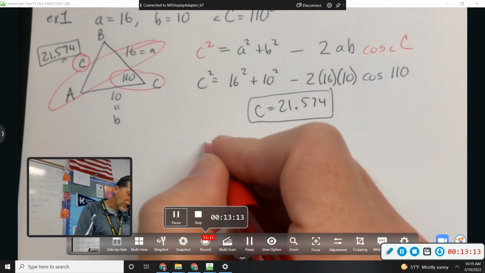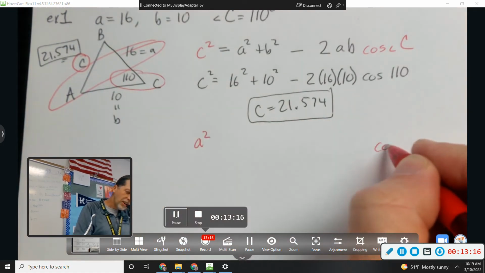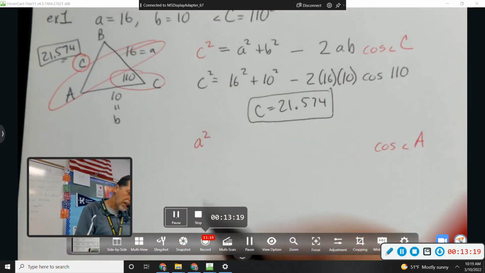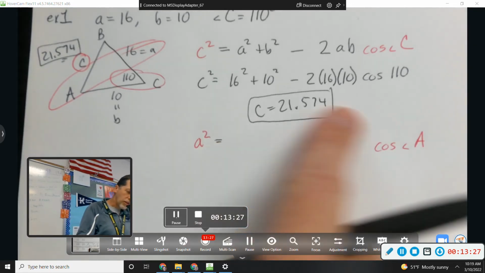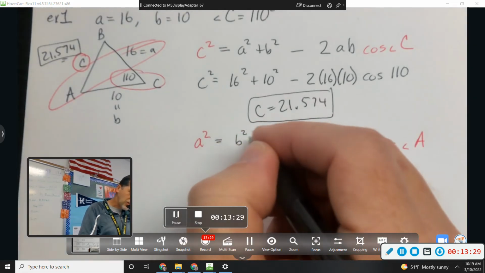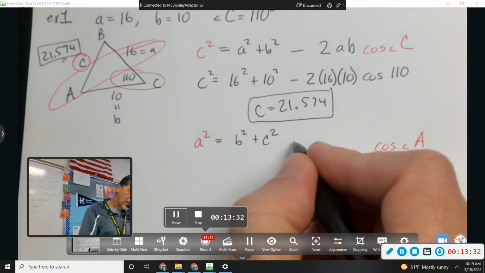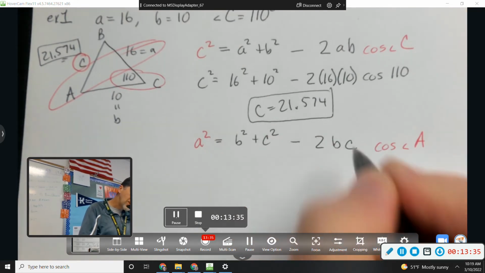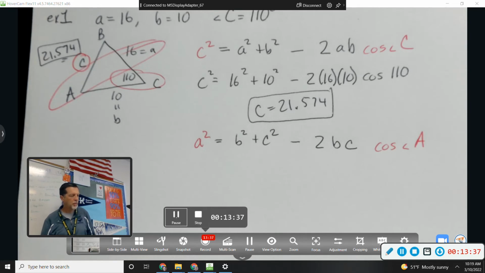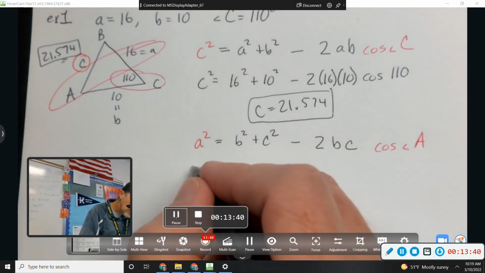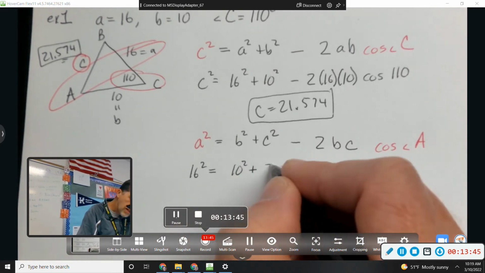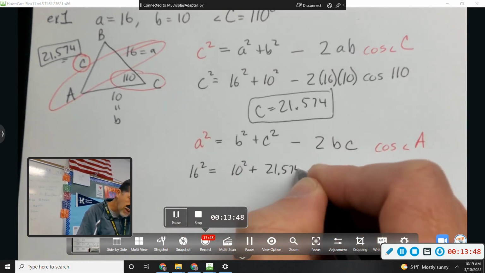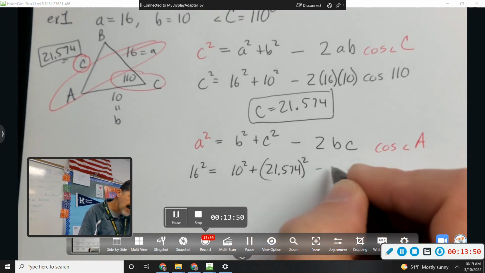So again, I'm going to start with A squared and cosine of angle A, because I know those are across from each other. This is just how I've kind of memorized it. So the rest of this will be the B and C stuff. So B squared plus C squared minus 2BC cosine of A. Oh, this is kind of annoying because now I have to write 21.574.